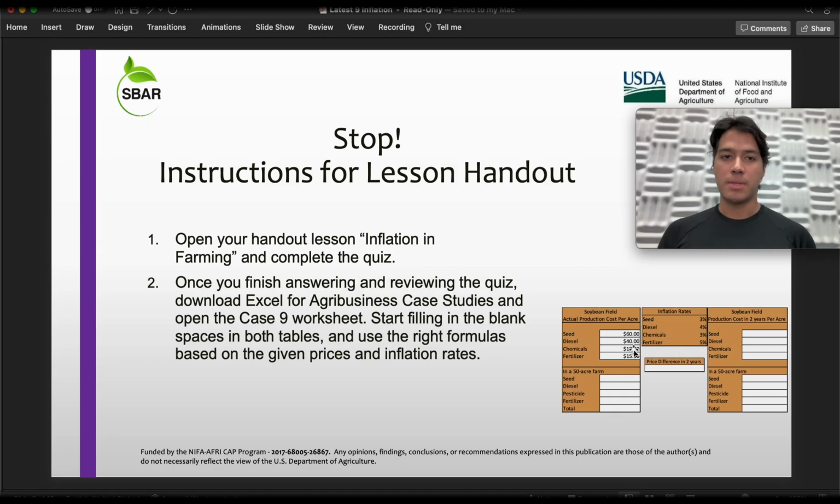So now let's stop. These are going to be the instructions for the lesson handout. First, we need to open our handout lesson titled Inflation in Farming and then complete the quiz. So once you're finished answering and reviewing the quiz, please download the Excel for Agribusiness case studies and open the Case 9 worksheet. Then start filling in the blank spaces in both tables. As you can see here, for these blank spaces, please use the right formulas based on the given prices and inflation rates.